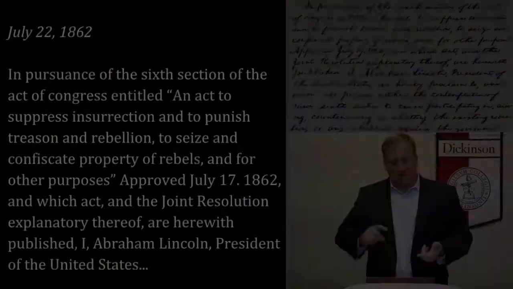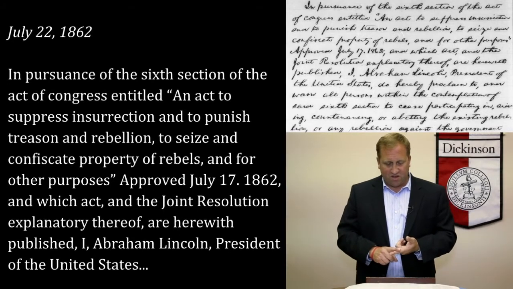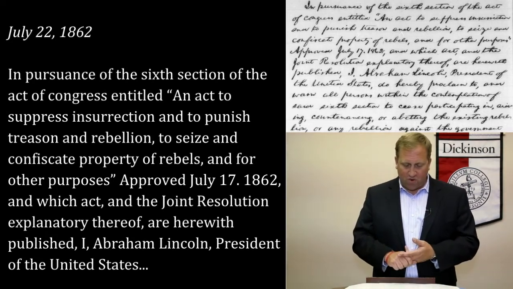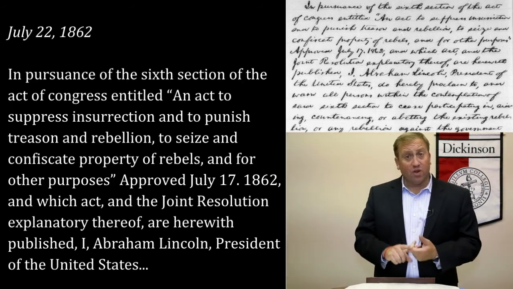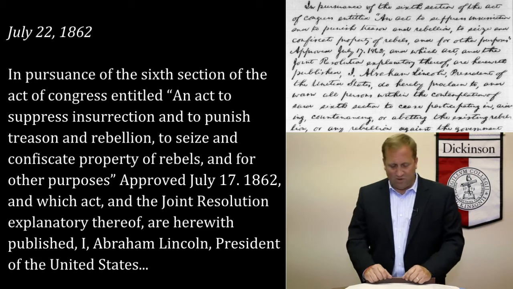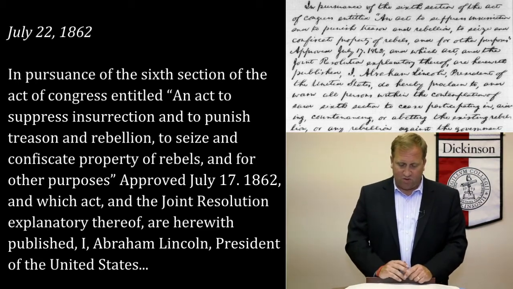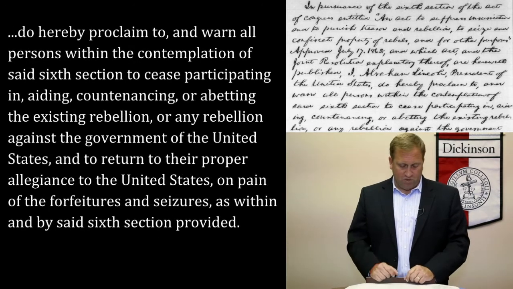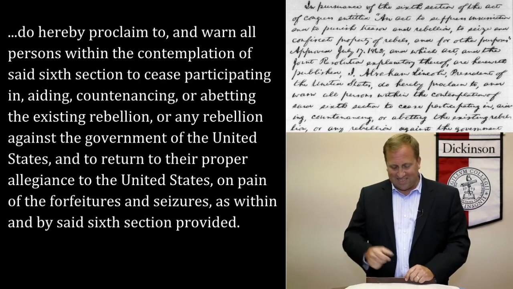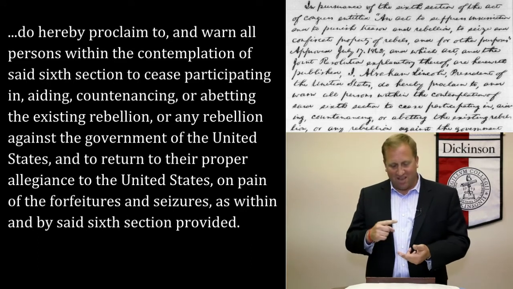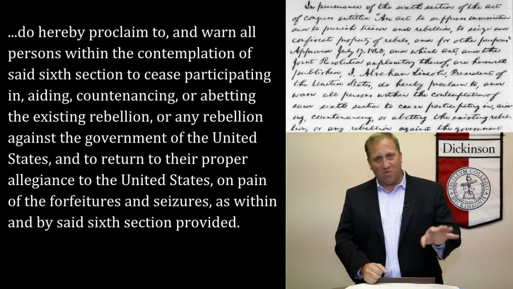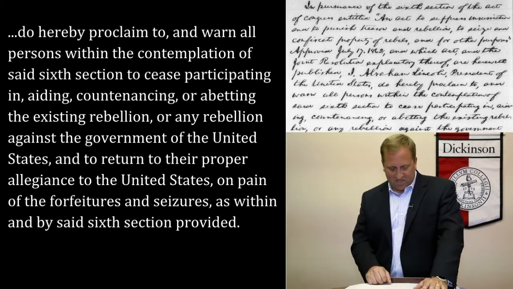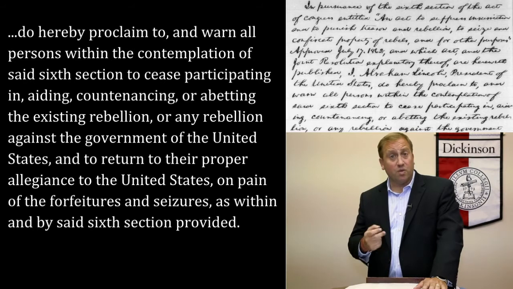The document begins, "In pursuance of the 6th section of the Act of Congress entitled, An Act to Suppress Insurrection and to Punish Treason and Rebellion, to seize and confiscate property of rebels and for other purposes, approved July 17, 1862, and which act and the joint resolution explanatory thereof are herewith published, I, Abraham Lincoln, President of the United States, do hereby proclaim to and warn all persons within the contemplation of said 6th section to cease participating in, aiding, countenancing, or abetting the existing rebellion or any rebellion against the government of the United States, and to return to their proper allegiance to the United States on the pain of the forfeitures and seizures as within and by said 6th section provided." That's one sentence.